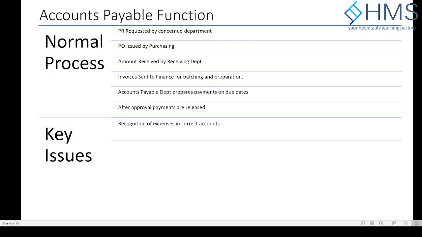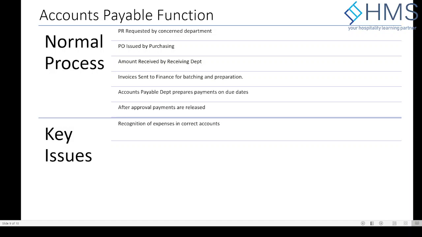Then the correct accounting treatment has to be done, because as you have seen, there are so many account codes, right? There are so many lines on the P&L, and many of them are very similar to each other. So there's a very fine line of difference between two different account codes, which is very difficult, especially in maintenance and sales and marketing, which are very similar to each other.